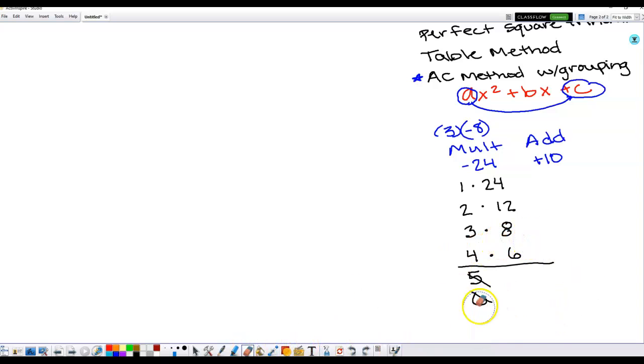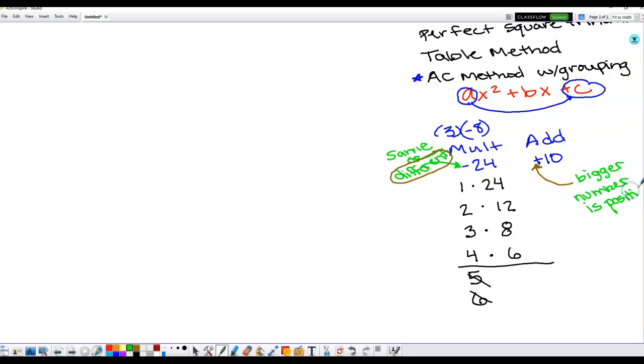So now I need to ask myself, what are the signs of those numbers? The sign of the multiply tells you if they're the same signs or if they're different. If the multiply is negative, then our signs of the two numbers will be different. So in this case, I know they're different signs. Once I figure out that they're different, then I look at the add and it tells me the bigger number.